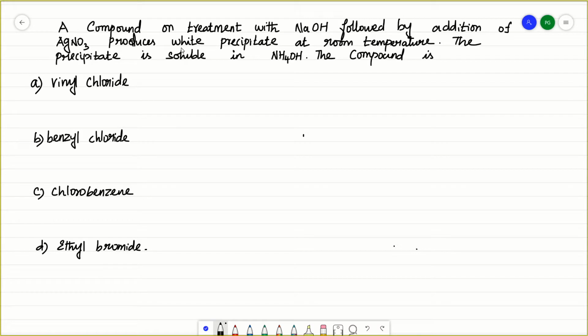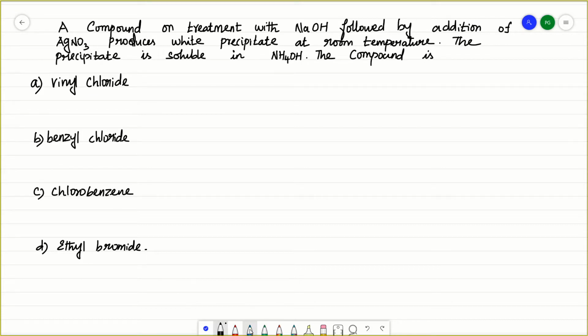A compound on treatment with NaOH followed by addition of AgNO3 produces white precipitate at room temperature. The precipitate is soluble in NH4OH. What is the compound formed? First, let us take vinyl chloride.